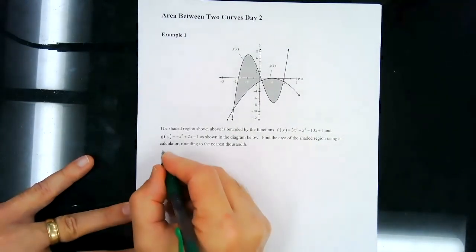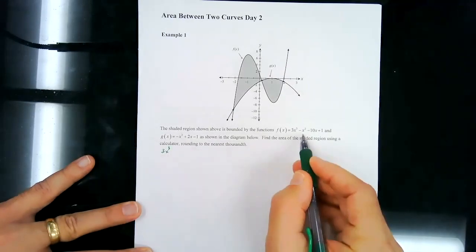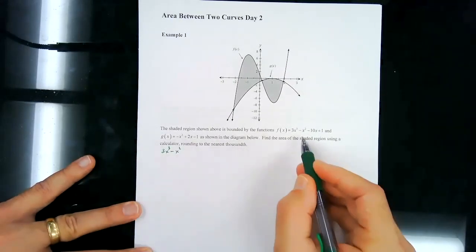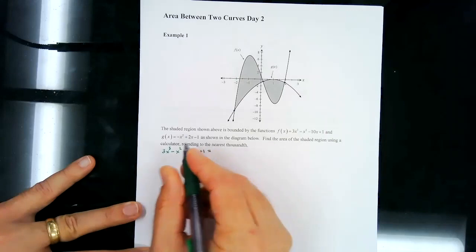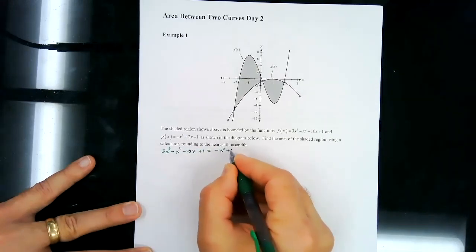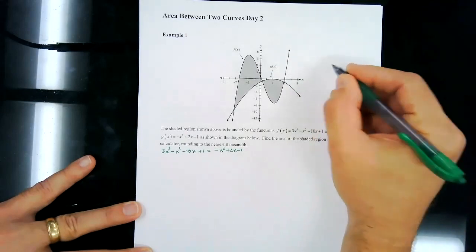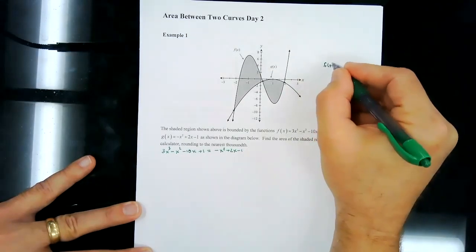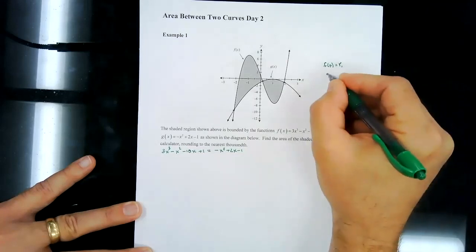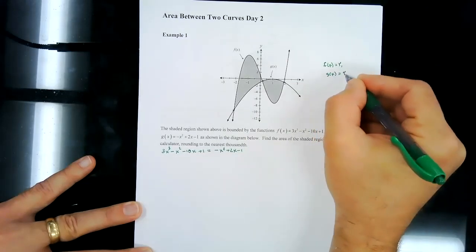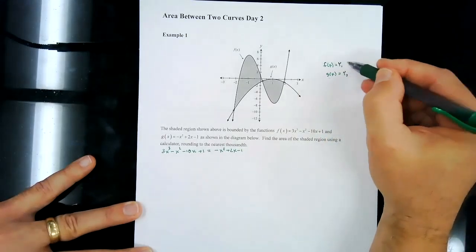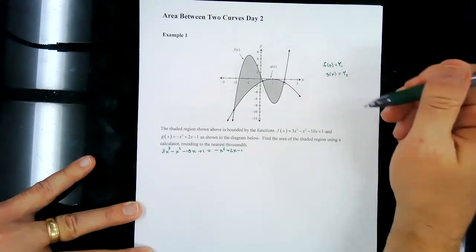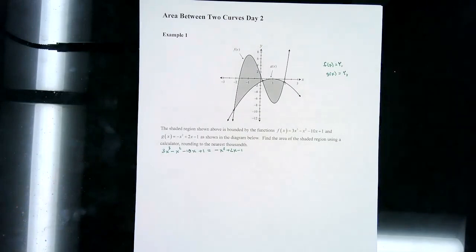So we're going to solve 3x cubed minus x squared minus 10x plus 1 equals negative x squared plus 2x minus 1. We're going to let f of x equal y1, and I'm going to let g of x equal y2. You don't have to write this. This is there just to help me remember which one's which. So I'm going to store f of x in y1 and g of x in y2 in my calculator, and we'll go to the graphing calculator now.